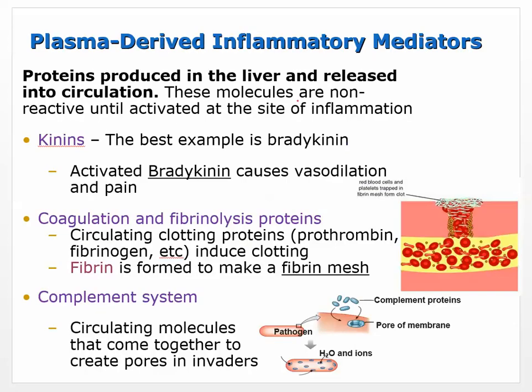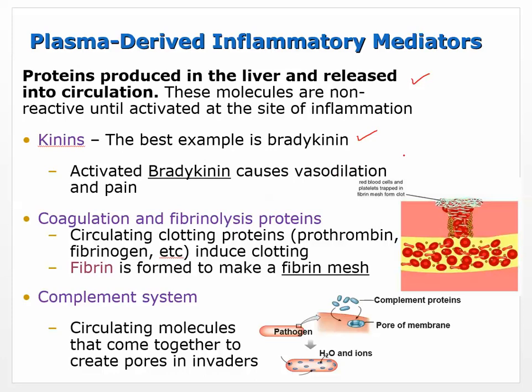Okay, plasma-derived mediators: proteins produced in the liver and released into circulation. These molecules are not reactive until activated at the site of inflammation. The kinins, the best example being bradykinin. Bradykinin causes vasodilation and pain. As it's floating around, it's not doing anything; it's minding its own business. But then, when there is some kind of damage, other molecules are released, the bradykinin becomes activated, and it will trigger vasodilation.